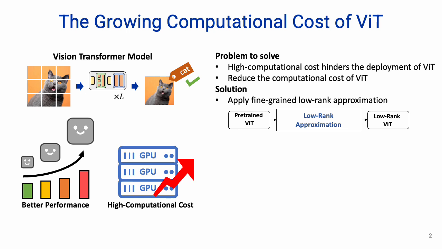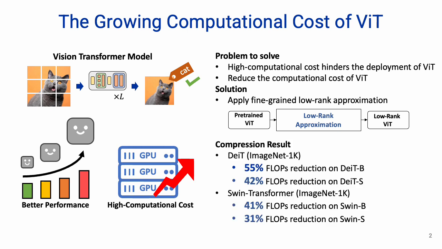Our solution is to apply fine-grained low-rank approximation to compress the ViT model into a low-rank one. In this work, we successfully compressed the trending transformer models, DeiT and Swin Transformer, and can yield up to 55% FLOPs reduction.